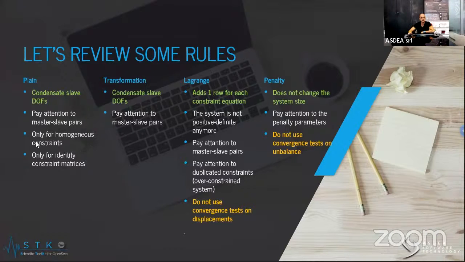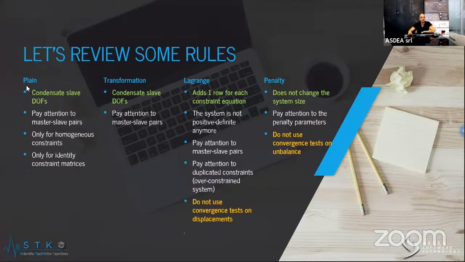This is quite easy to miss because the plane handler only gives you a warning. It doesn't stop the analysis. It just writes a warning, and if you don't pay attention to that, you keep on running the analysis and you don't see that error. So always have a look at the entire output from OpenSees.